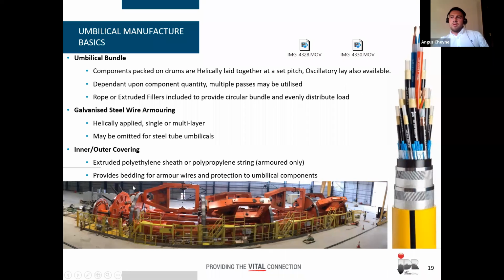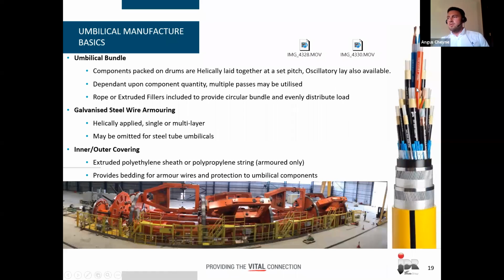As I've noted, when we were looking at the bundle before, you may include fillers, so they could be rope or extruded fillers. They're there really to keep the bundle circular and to distribute the load. So I mentioned armoring earlier in the slides. This is helically applied on a specific armoring machine. It could be a single layer or multiple layers, which is shown here. In this case, you've got a left hand and a right hand lay of armor, to make sure that it's torque balanced.